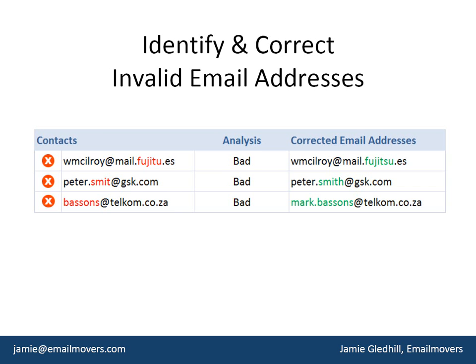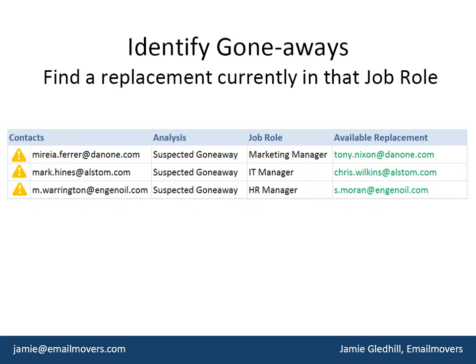The identifier of the goneaways, again. Not only are we identifying these goneaways on the left hand side, that these people no longer work at this company, Maria Farah there, Mark Hines and Warrington, they are suspected goneaways. But if you look at their job roles quite closely, you've got a marketing manager, an IT manager, an HR manager there, and we map then the company name, Danone, Alstom, Engine Oil, back to our master data set of over 100 million opted in B2B and B2C email addresses globally, and we're able to do a match and a replacement in a particular job role.